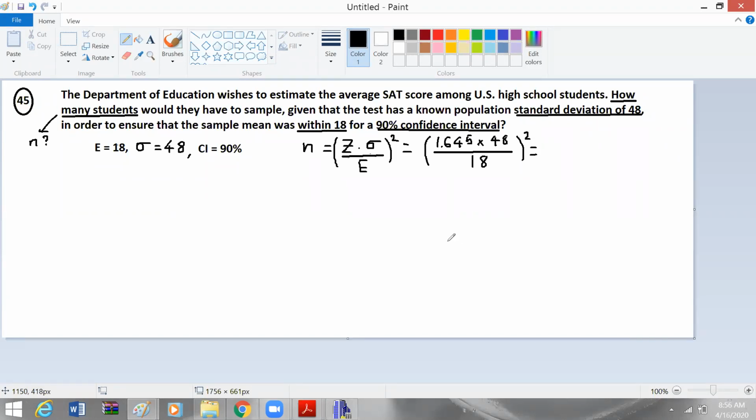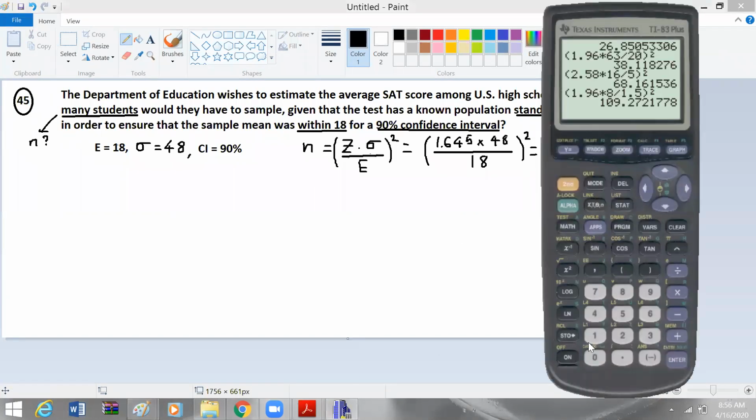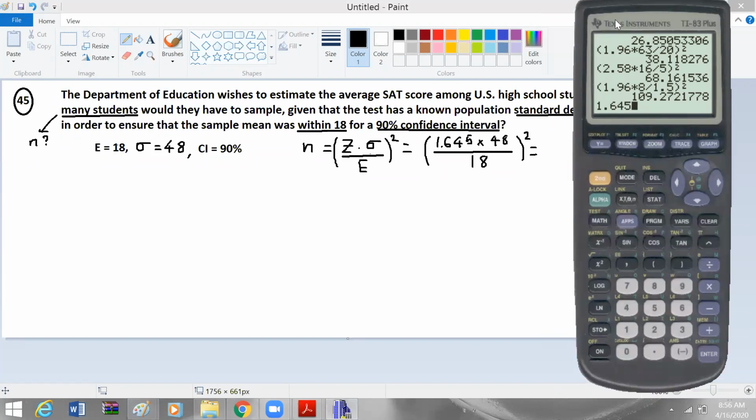So the final answer that should be computed, we're going to take, no, I have to open the parentheses, I apologize. So 1.645 times 48, divided by 18. And then we take the square in this case. So we're going to get the answer, which is 19.24. Okay, so we need at least 19.24 students.